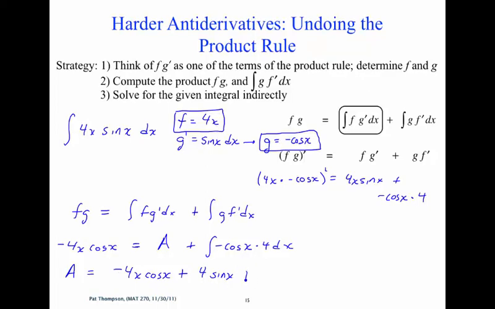And then if it's indefinite, we do plus c. If it has bounds of integration, then we're going to put the bounds on the whole expression and evaluate it. How can we check our answer? If we were to take the derivative of that right there and simplify it, we ought to get 4x sine x.